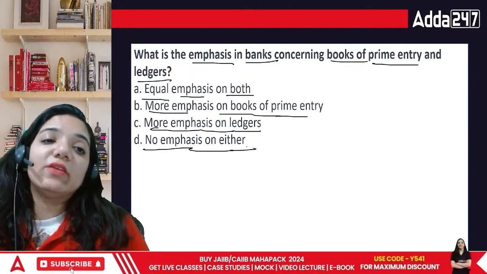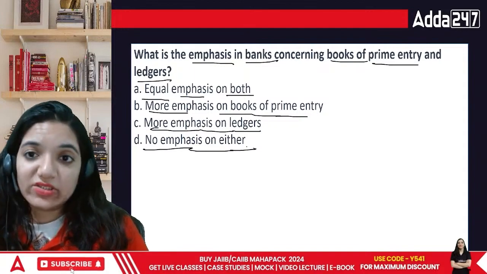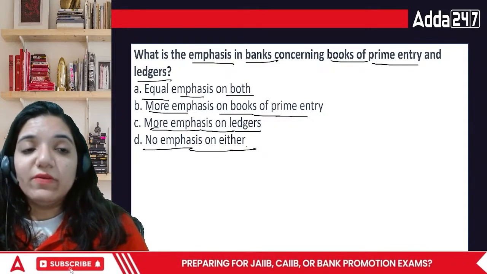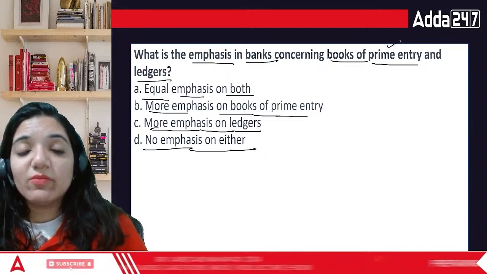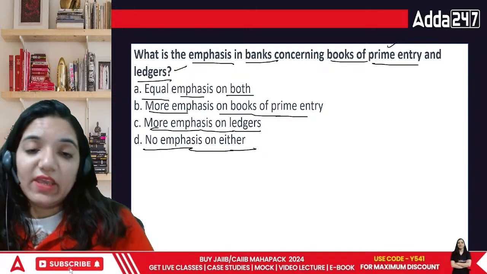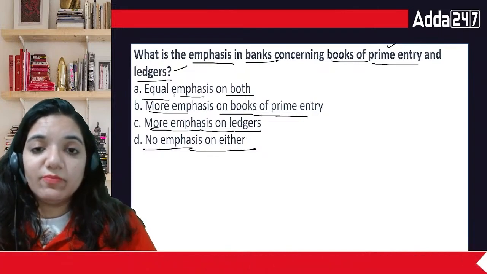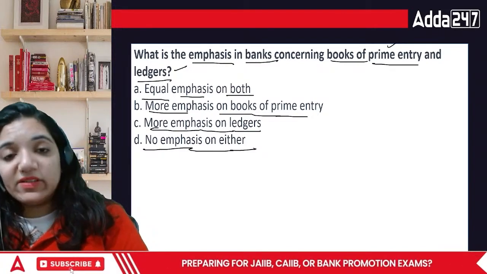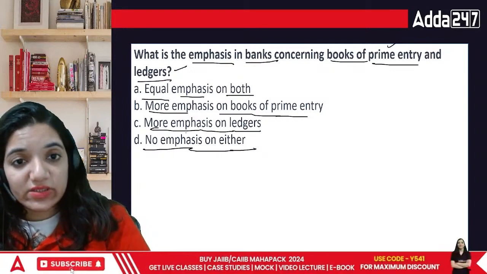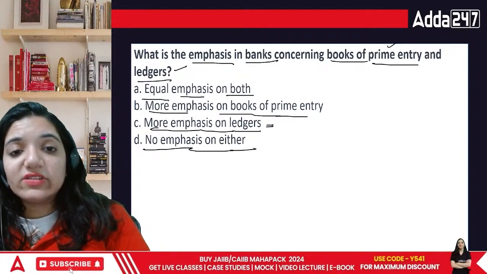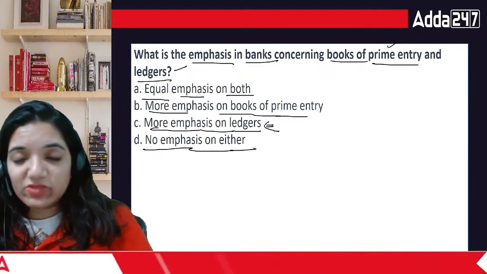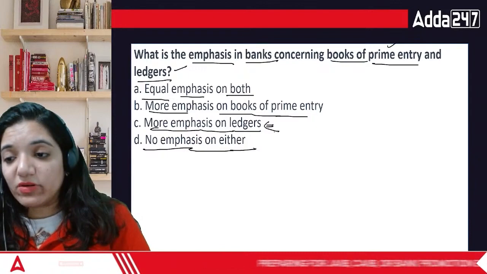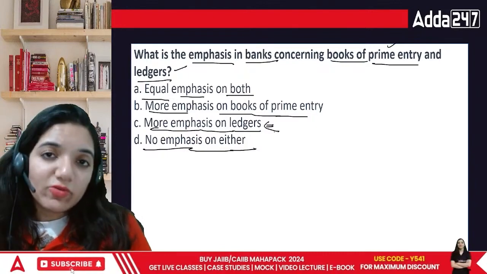We are looking at the point, what is the emphasis in banks? What particular thing is more important for the banks? You will say primary entry is more important or the ledgers. When we talk about the posting and everything, one of the most important elements is always the ledgers. The ledgers are more important, specifically the ones related to a specific account. So basically, what is more important is whether the amount is actually going to your account or not.